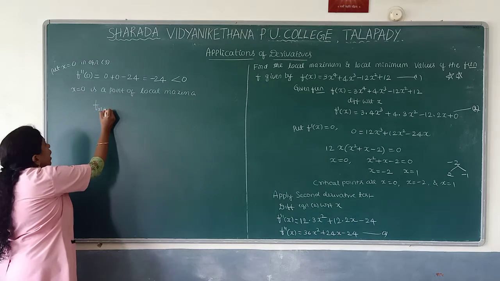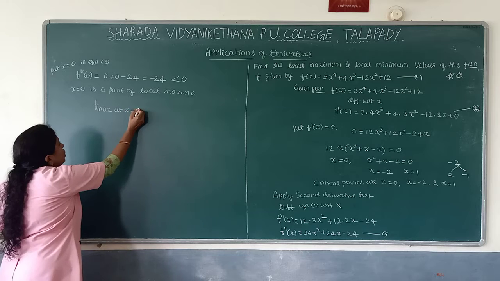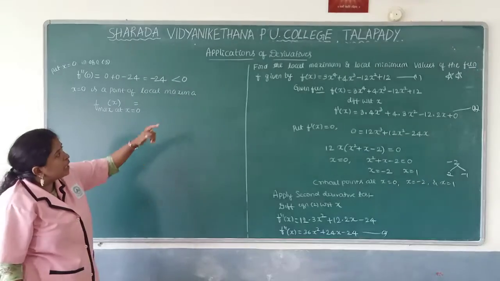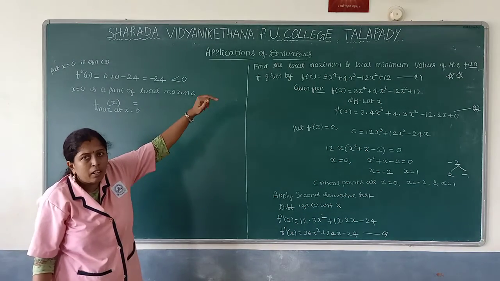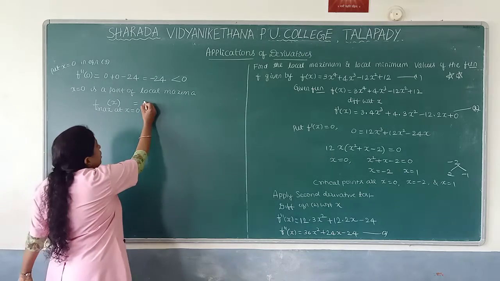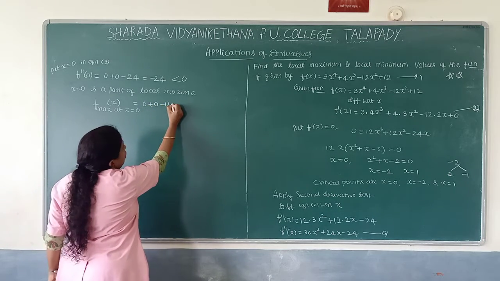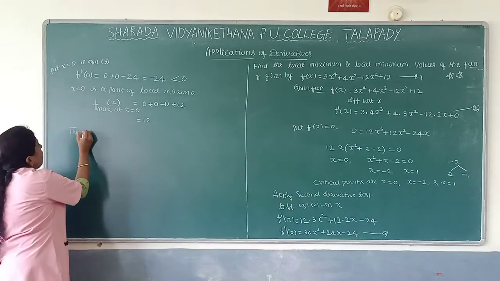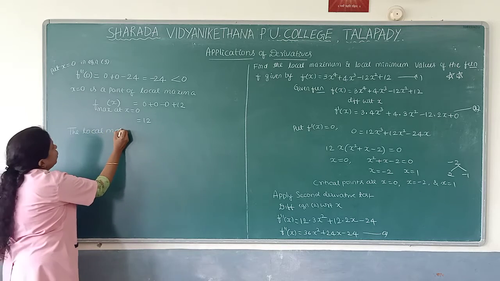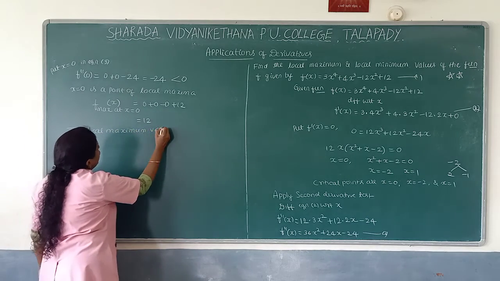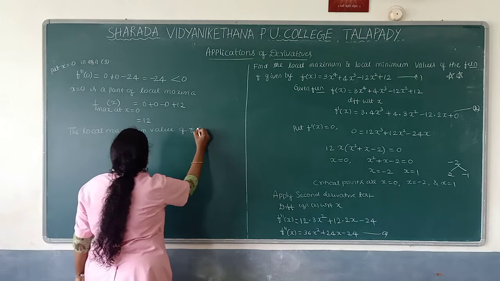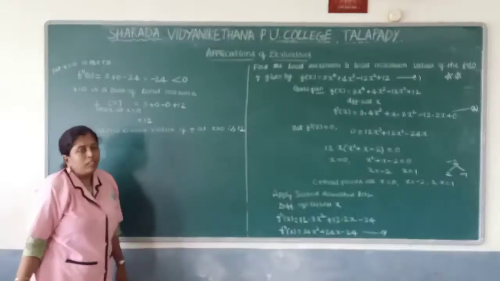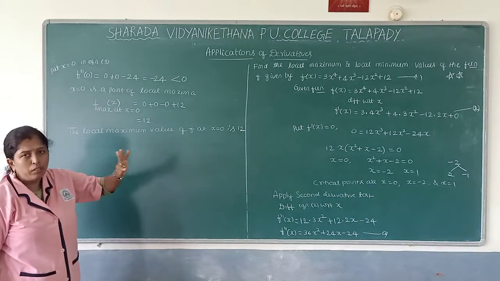See, f maximum at x is equal to 0. In the main function f of x, on that place substitute 0. What will we get as the answer? 0 plus 0 minus 0 plus 12. We will get the answer 12. Means the local maximum value of f at x is equal to 0 is 12. So we checked the point x is equal to 0, we finished.